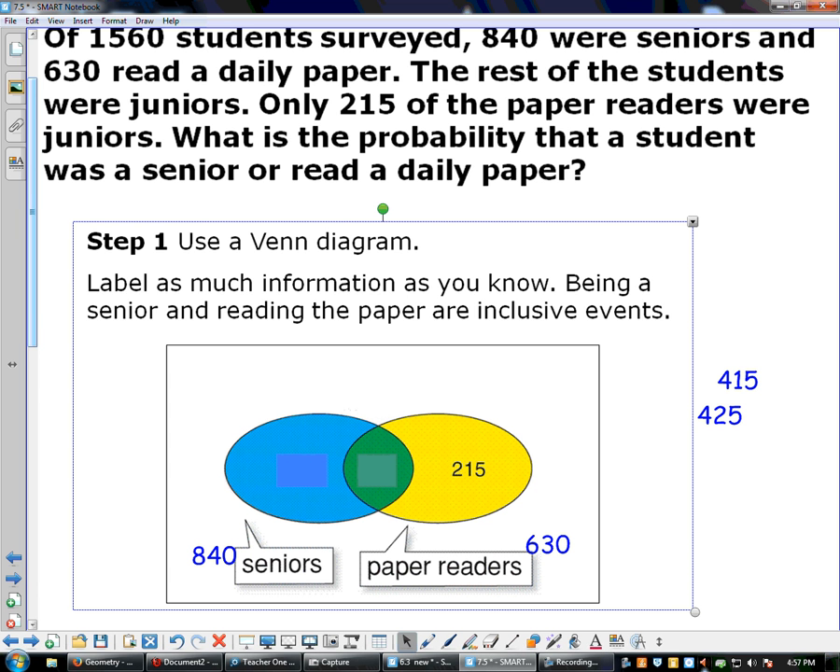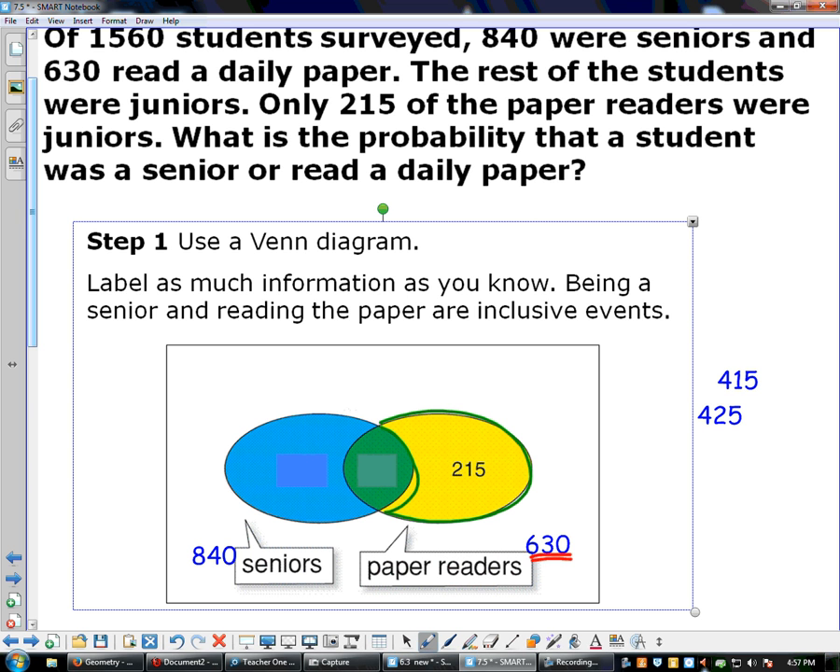I'm not going to put that 215 in any part of the blue oval because the blue is going to represent seniors. So I'm going to put that in the part that we have yellow only, so it's only in the part for paper readers. So there's 215 in this area out here, correct? Yeah. Now, in order to find some more information here, we're going to use what we've been given to find out where our other numbers go. So we're going to start off with here.